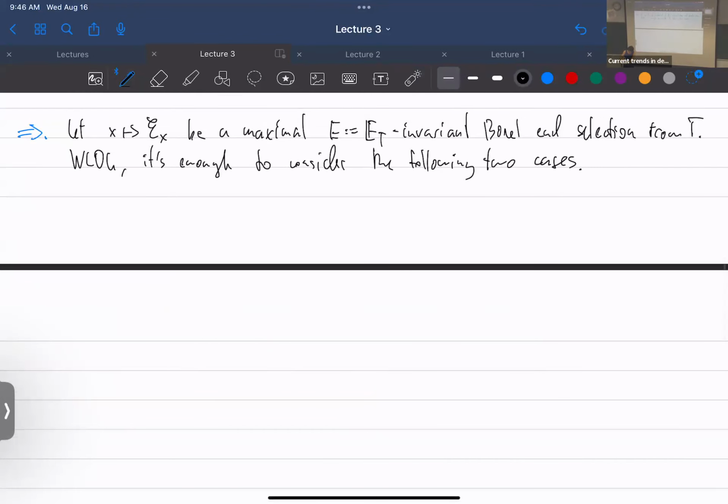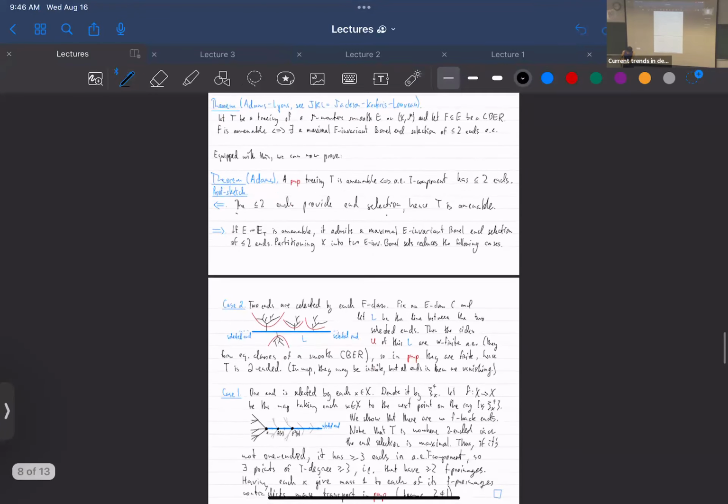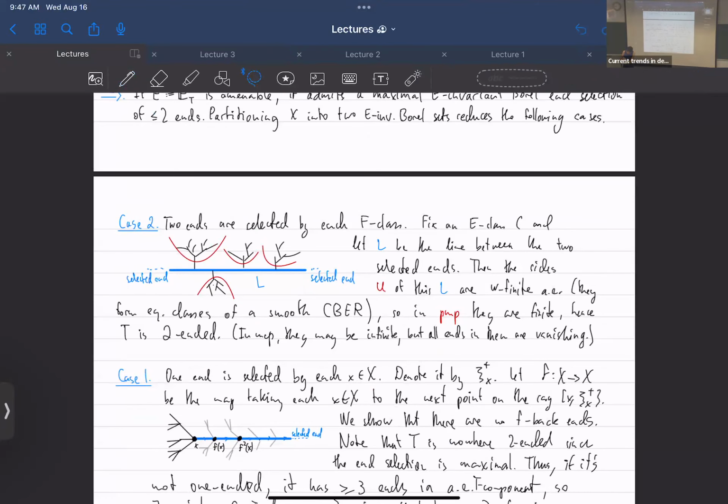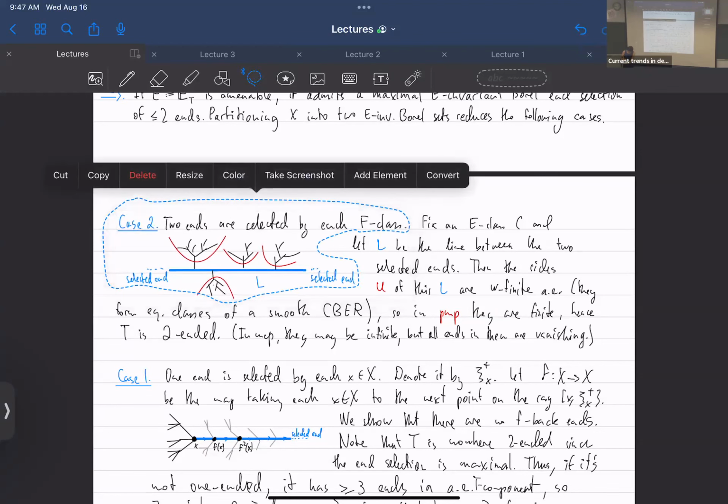Case one, maybe I'll copy. We'll start with case two because that's the easy case. Okay, I have a picture here which I want. Okay, so this is case two.